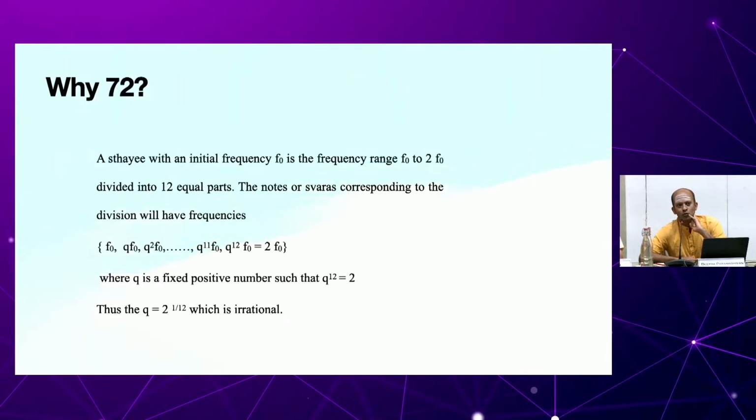So why 72? A sthayi, which is an octave. Let us say Sa has the initial frequency F0. It so happens that the upper Sa will have exactly 2F0 as the frequency.